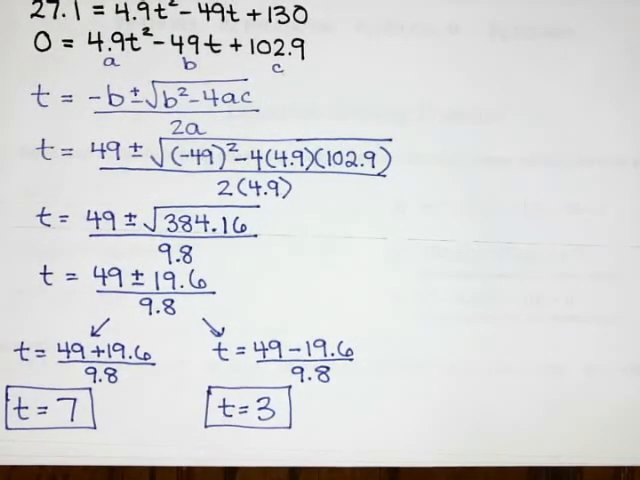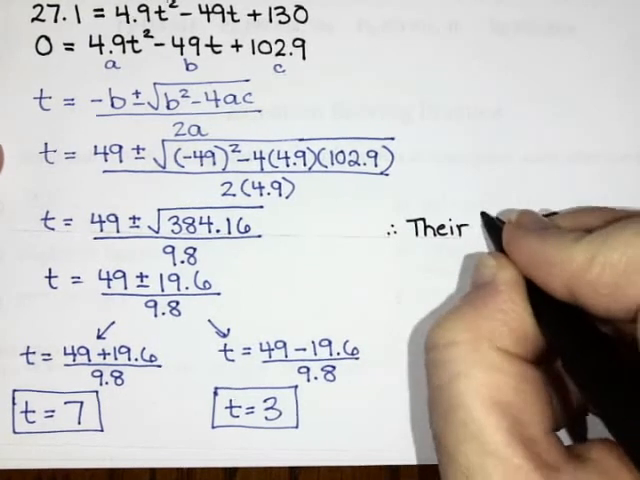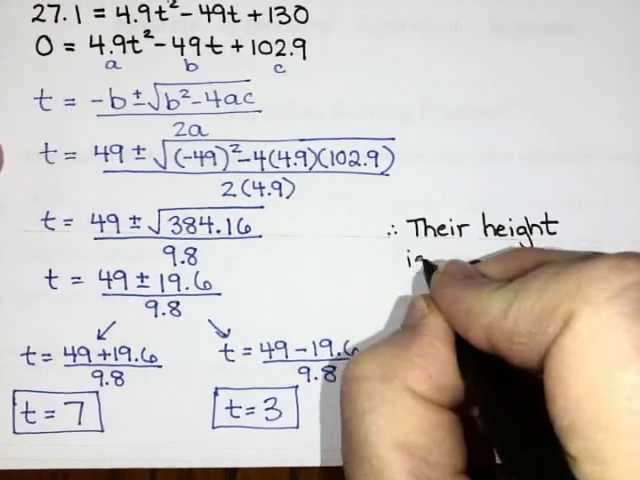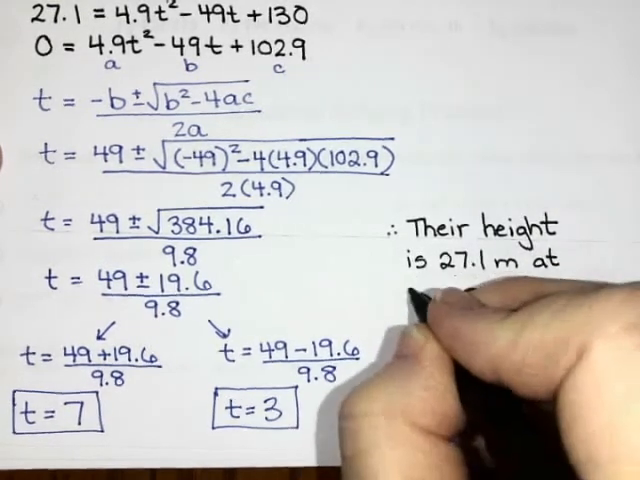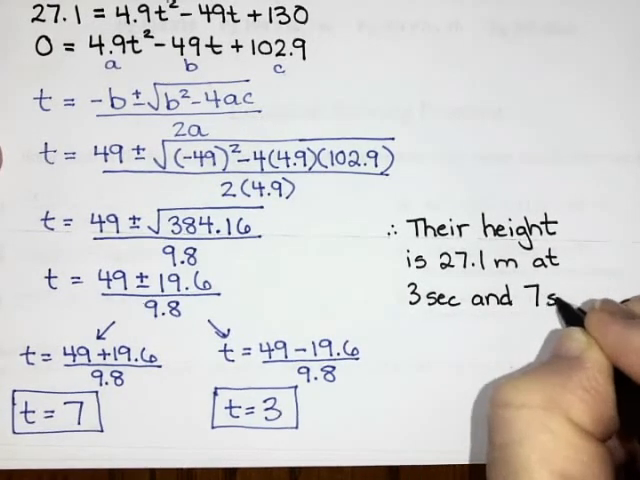So for all application questions, you really do need to make sure that you write a sentence at the end. My question was, at what times is the height of the jumper 27.1 meters above ground? That would be at 7 seconds and 3 seconds. So I'm going to say, therefore, the height of the jumper, I'm trying to make it a little shorter, is 27.1 meters at, let's do them from low to high, 3 seconds and 7 seconds.